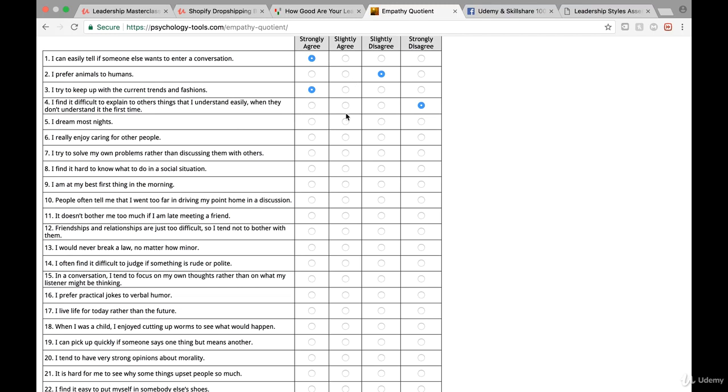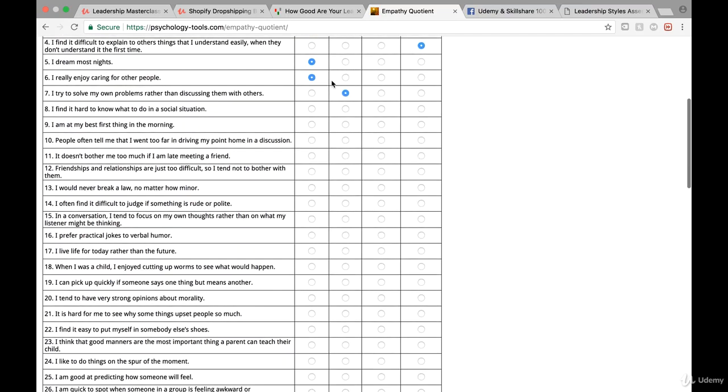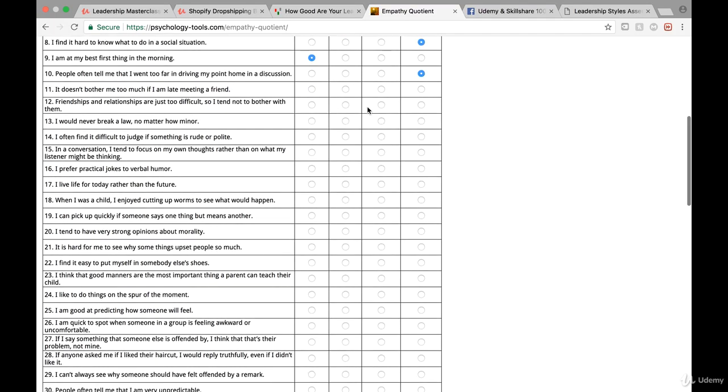Then I dream most nights. Actually, I strongly agree. I dream almost every night. Then I really enjoy caring for other people. Definitely do. I try to solve my own problems rather than discussing them with others. Actually, yeah, slightly agree. Then I find it hard to know what to do in a social situation. Absolutely disagree. Then I'm at my best first thing in the morning. Yes. People often tell me that I went too far in driving my point home in discussion. Actually, I've never heard anyone say that to me.